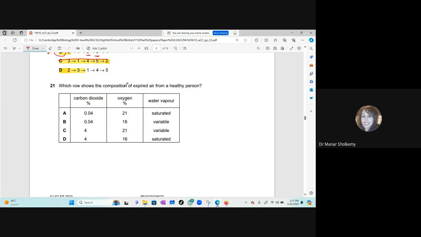Which row shows the composition of expired air from a healthy person? Expired. Carbon. D. D. Carbon dioxide. Miss, what's the meaning of water vapor saturated? Water vapor saturated means water droplets in the air. Water is suspended in the air. The water is a gas, it's a vapor, and it is filling the air. The air is humid.